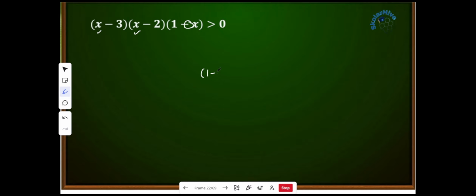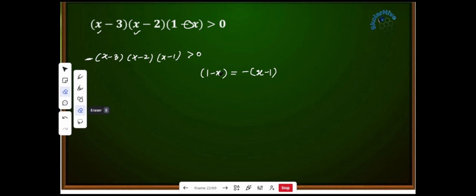As for 1 minus x, if we want the x coefficient to be positive, then by taking minus common it will become x minus 1, right? So this whole expression will become x minus 3, x minus 2, and minus of x minus 1, which means this whole expression will be negative. The first primary thing that we needed was to make the coefficient of each variable positive, and that we have done.